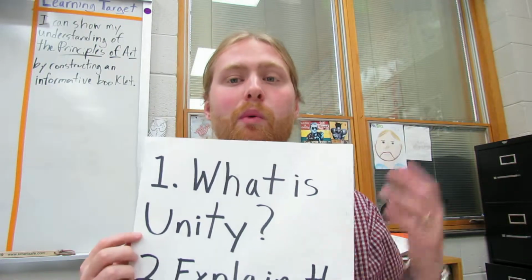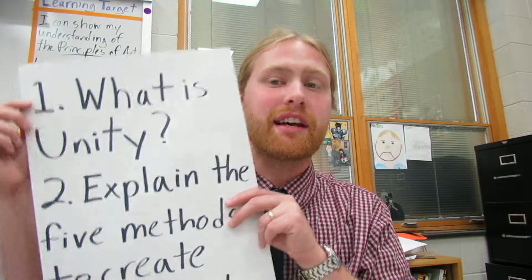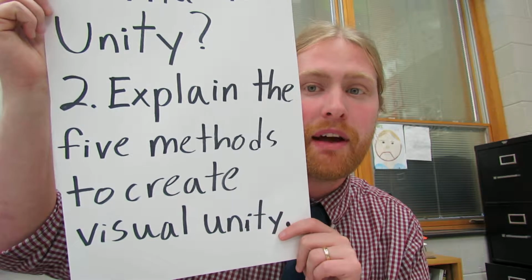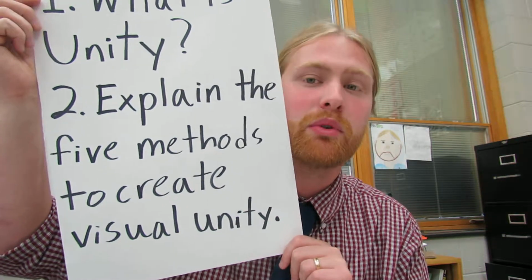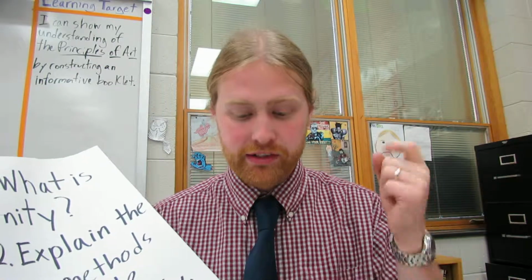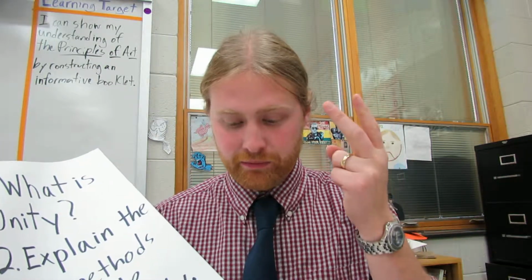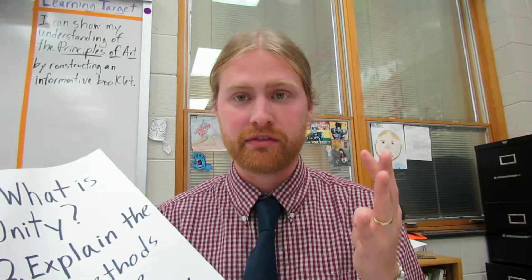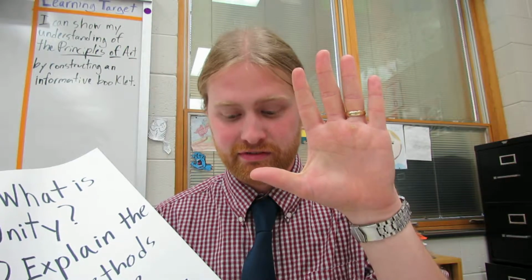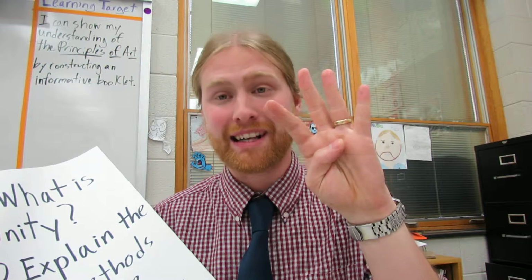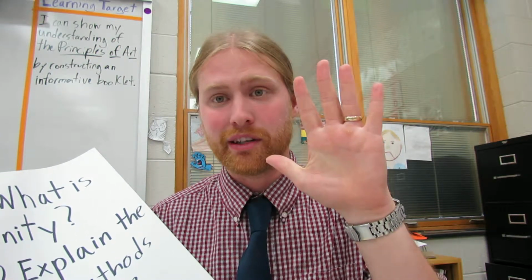You need to be able to tell me what unity is. And then the second question is you need to explain the 5 methods to create visual unity. Like I said, the 5 methods are simplicity, harmony, theme and variation, proximity, and continuity. So 5 methods.